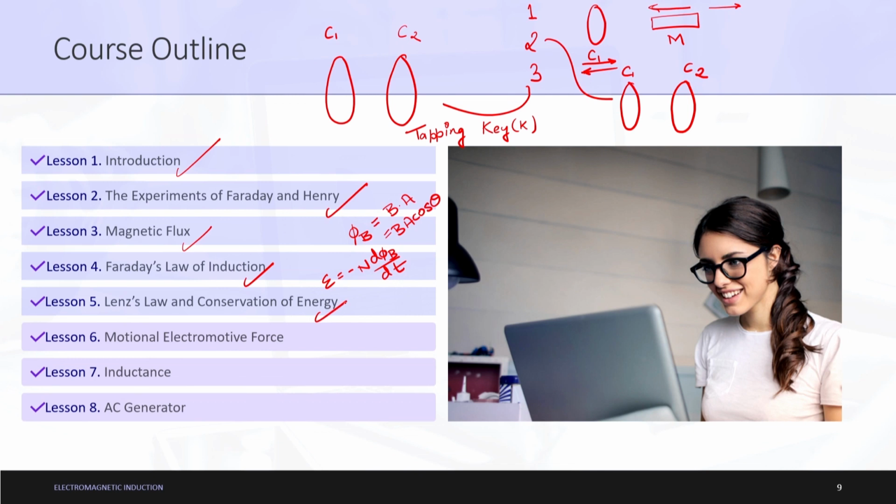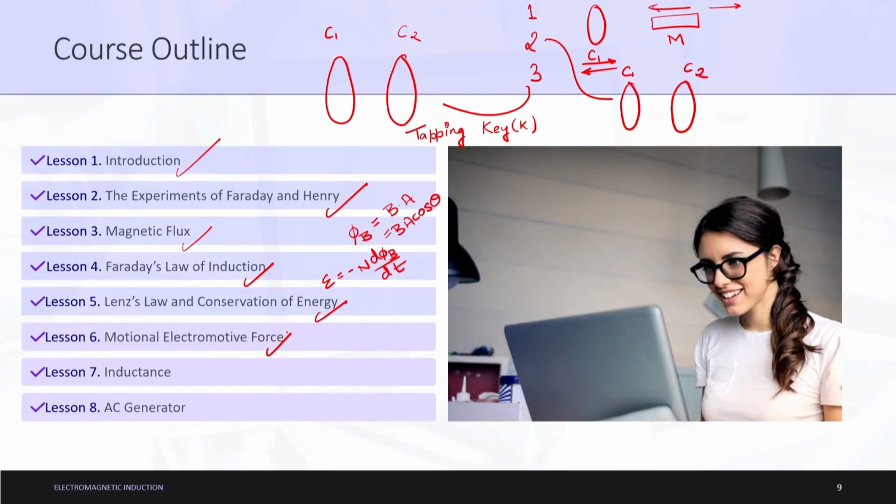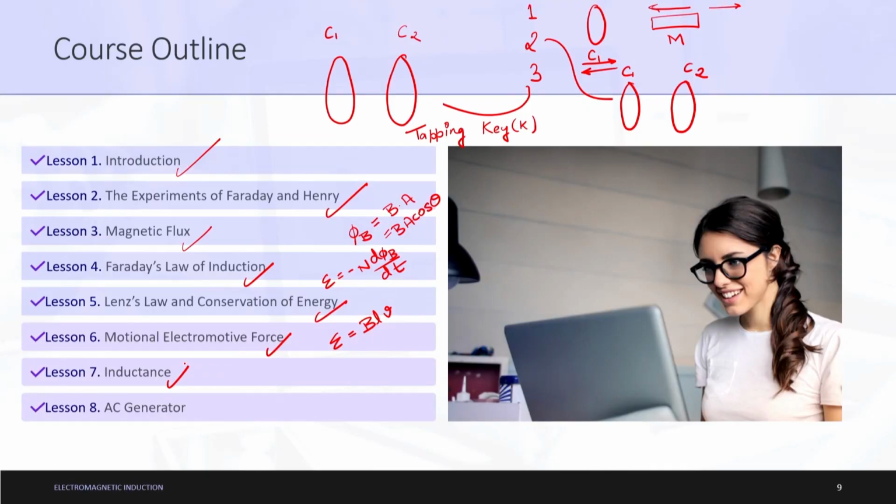Next was Lenz's law and conservation of energy, in which we understood the concept of conservation, how the energy is changed from one form to another. Energy can neither be created nor be destroyed. Next was motional electromotive force, in which we learned this new formula, BLV, where V is the velocity of the conductor moving inside or outside. The next was inductance. Inductance was of two types, self and mutual inductance.